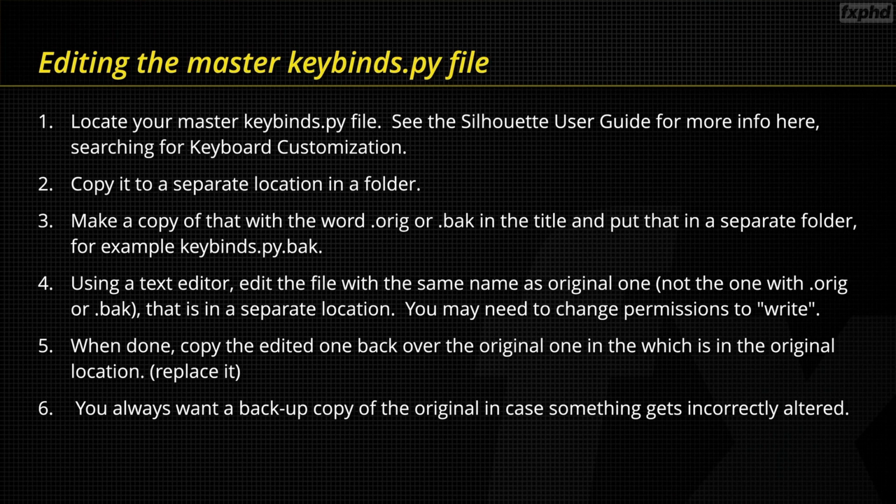Then when you're happy with your changes, you copy it back over and replace the original keybinds.py file. So this way you have a backup file that's a duplicate of the original and unchanged in case something gets messed up with the original one. So I have an edited keybinds file for a couple custom paint setups, but it's more suited to show in a paint class.